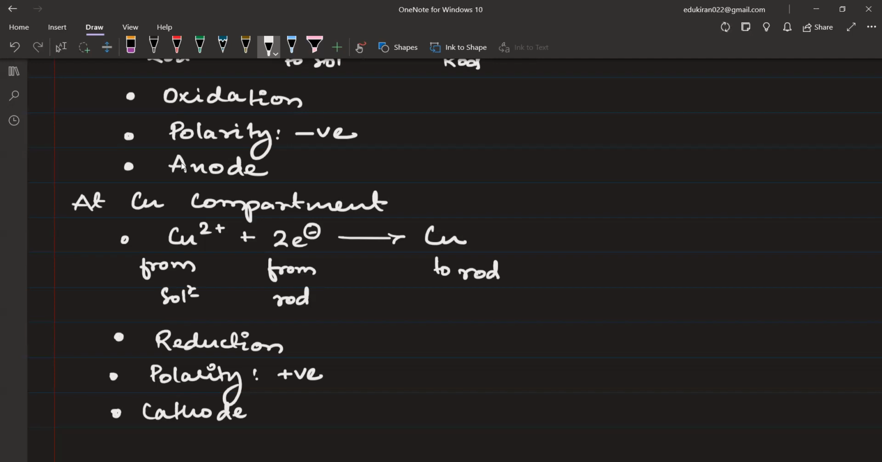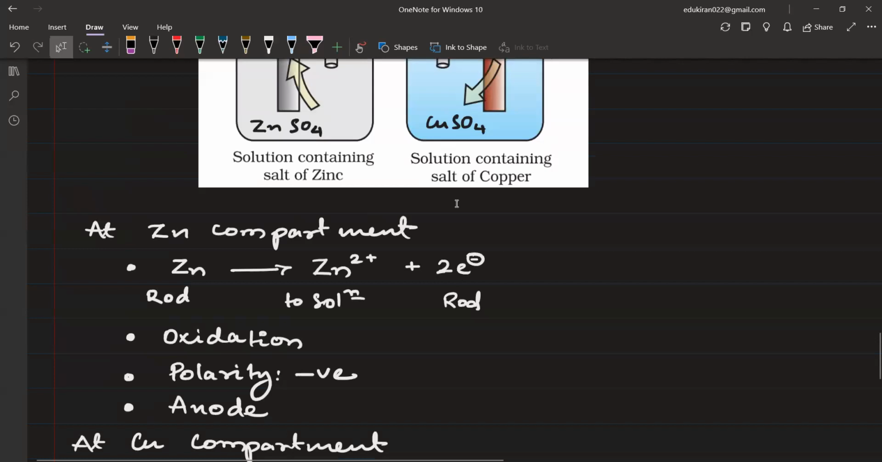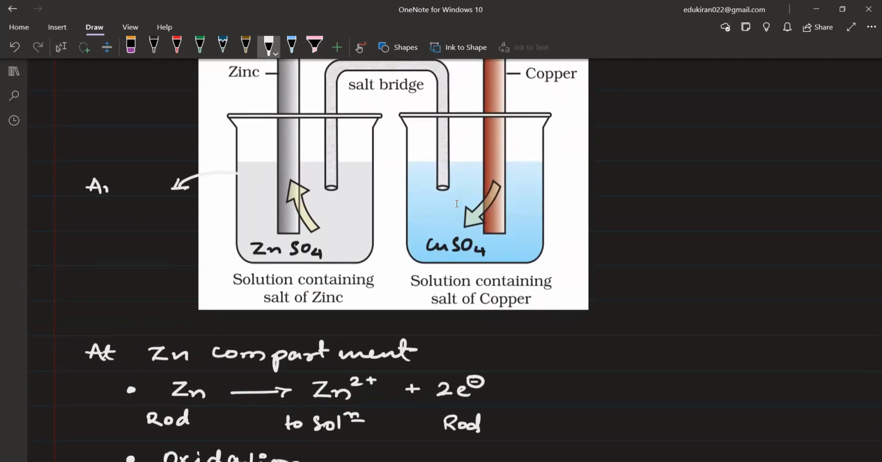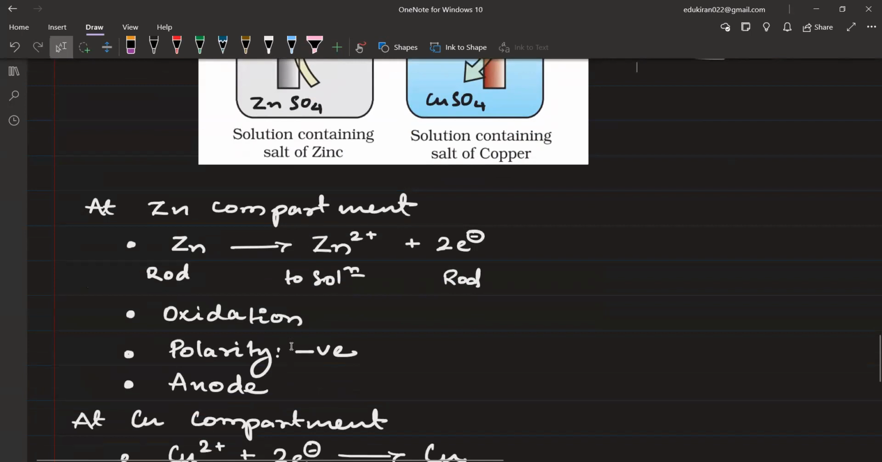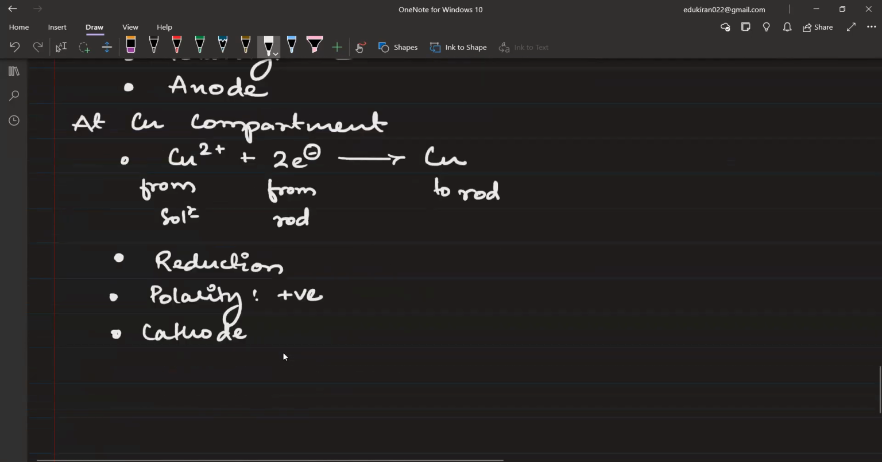Okay, since we started with the copper compartment and the zinc compartment, we took this as an example. But now this is the anode side, and this is the cathode side. We are not always going to look at the compartments. We are going to say what is happening at the anode and what is happening at the cathode. Anode will be wherever oxidation takes place. Please don't relate anode and negative charge. We will talk about polarity after seeing what reaction is happening. But we will always relate oxidation to the anode.